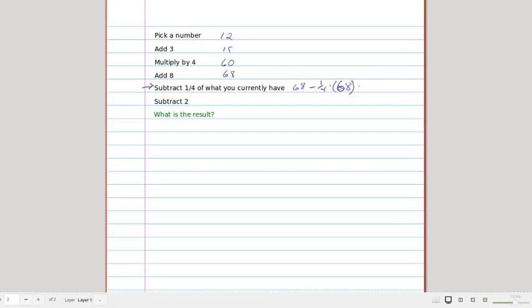Which should be 68, let's see, that should be 68 minus 17. And so this is, what was that, 51. So now you're at 51, and then finally subtract 2 from that, and you'd have 49. And so I'd ask, okay, what number did you get? You would tell me 49.